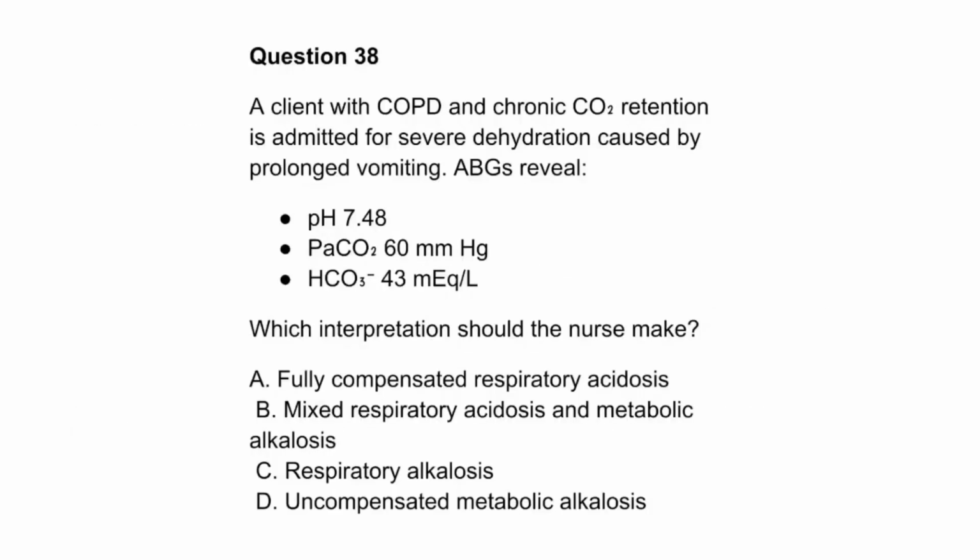Question 38. A client with COPD and chronic CO2 retention is admitted for severe dehydration caused by prolonged vomiting. ABGs reveal. pH 7.48. PaCO2 60 millimeters of mercury. HCO3 43 milliequivalent/L. Which interpretation should the nurse make? A. Fully compensated respiratory acidosis. B. Mixed respiratory acidosis and metabolic alkalosis. C. Respiratory alkalosis. D. Uncompensated metabolic alkalosis.